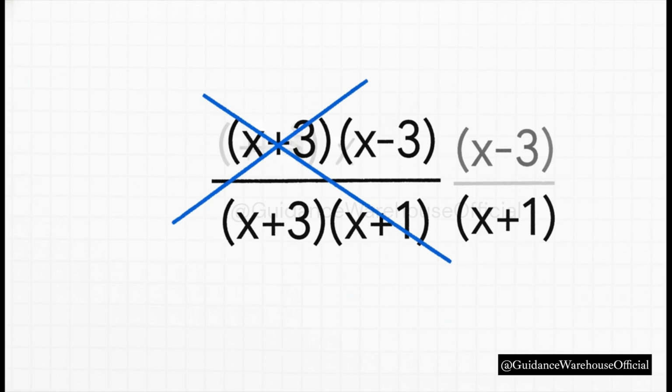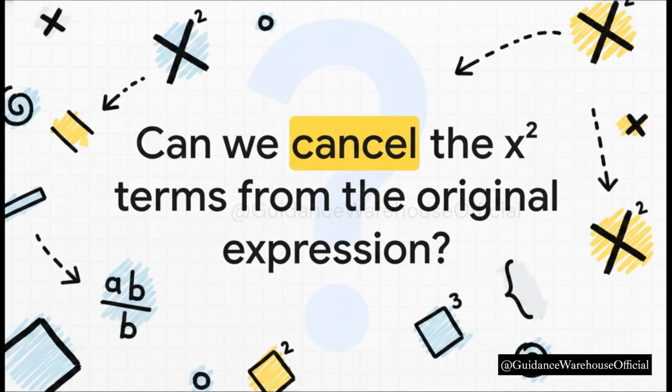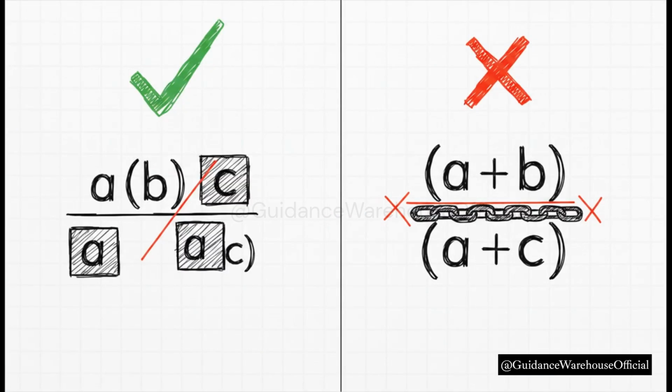Much cleaner. Now, this is a super important question, and it's a trap a lot of people fall into. Let's go back to the original problem for a second. Why couldn't we just look at the x squared on top and the x squared on the bottom and just cancel them out? It seems tempting, doesn't it? The answer is a huge, absolute no.